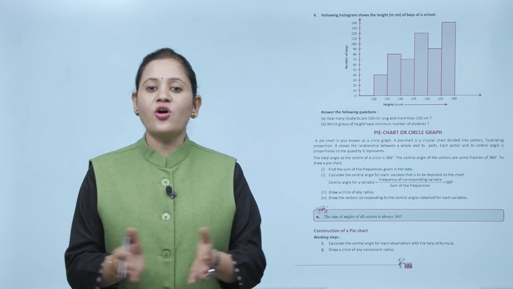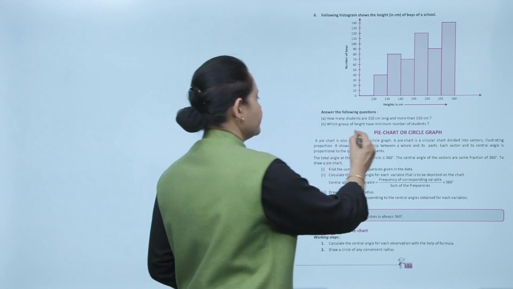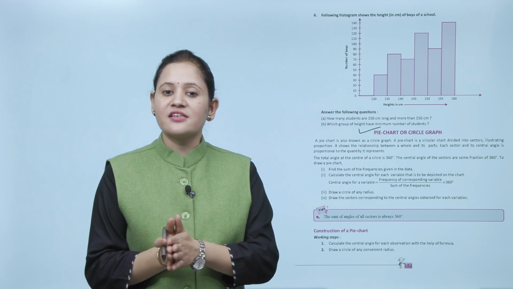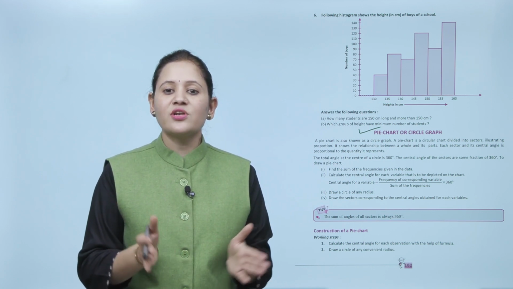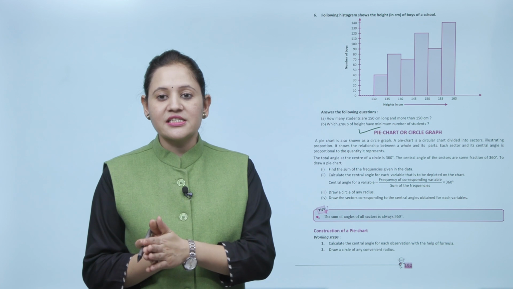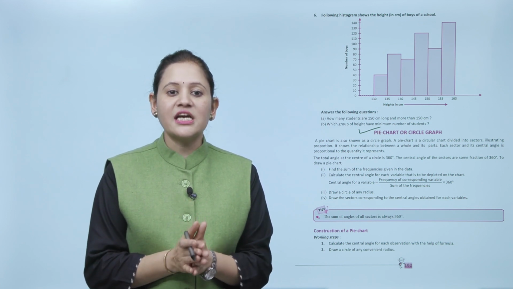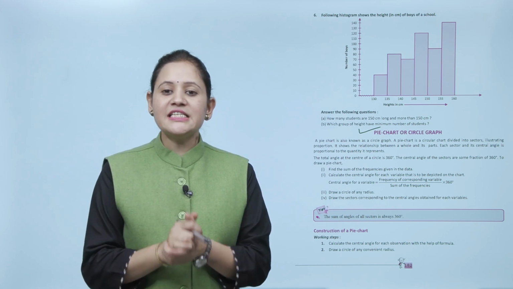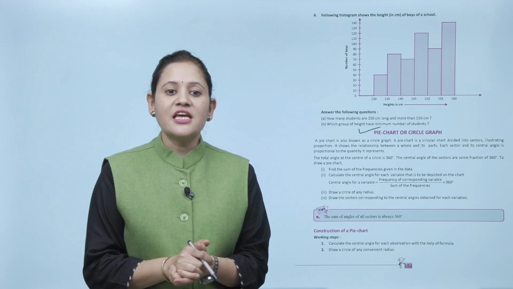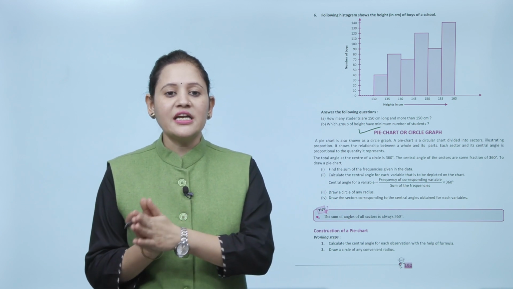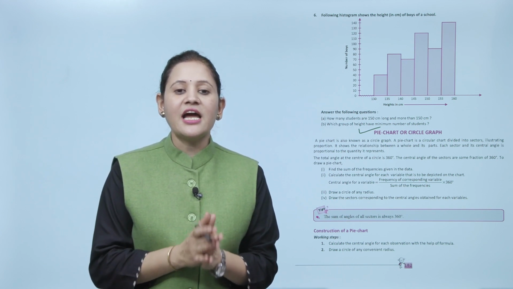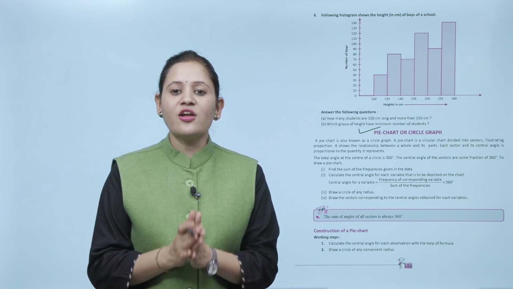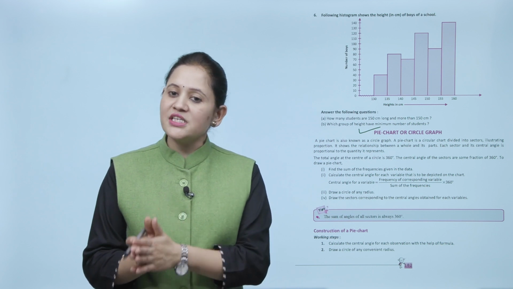Next is pie chart or circle graph. A pie chart is also known as a circle graph. A pie chart is a circular chart divided into sectors, illustrating proportions. It shows the relationship between a whole and its parts. Each sector and its center angle is proportionate to the quantity it represents. The total angle at the center of the circle is 360 degrees. The center angles of the sectors are some fraction of 360 degrees.